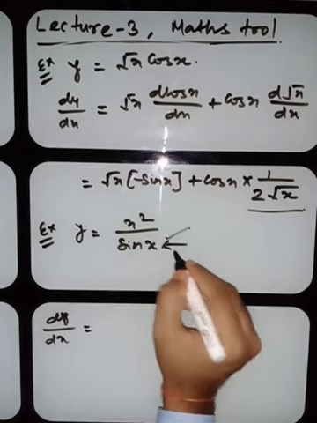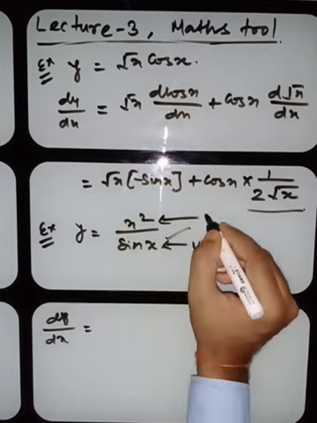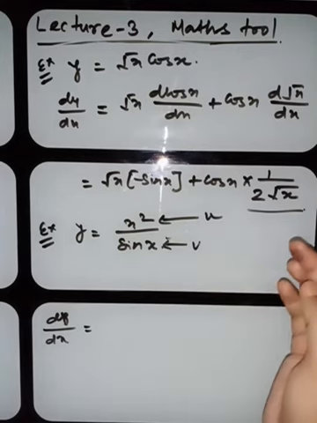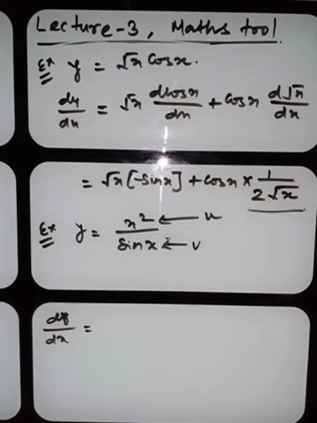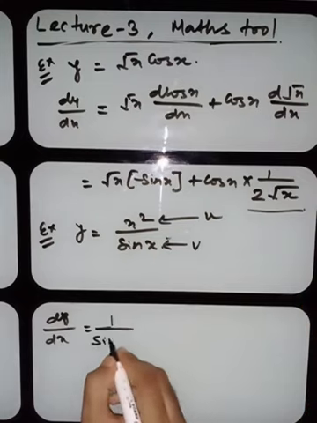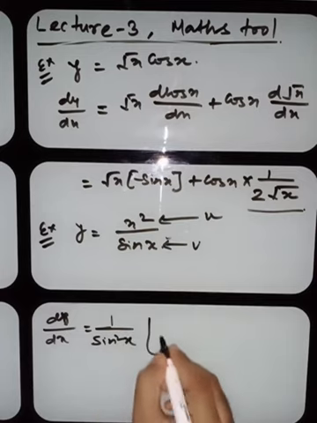Here sin x is v and this is u. Remember, we are taking this sin x as v. And what was the formula? 1 by v square, that is the square of the denominator. So the 1 by sin square x is taken out.